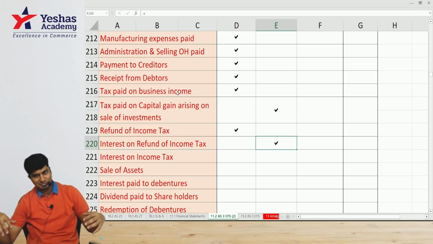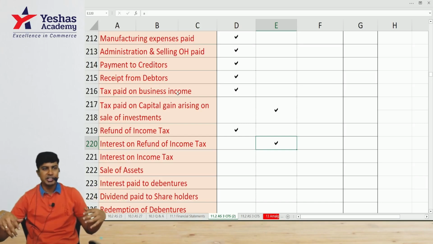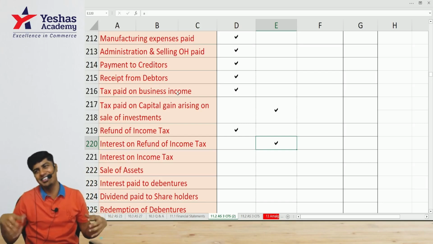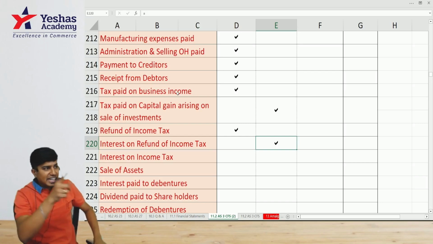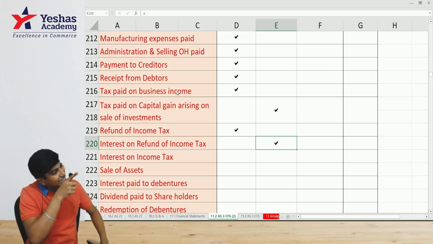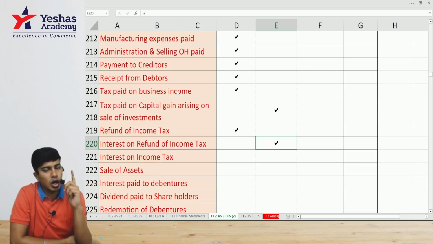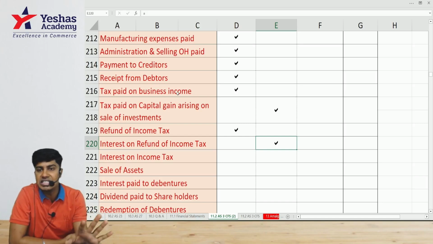So my business is, you have money, I give you 3% interest. You want money, take it and give me 5% interest. That's my business. In that case, interest paid and interest received, both will become operating. Otherwise, interest paid is always financing, interest received is always investing. Got it? We'll discuss that in the later case.